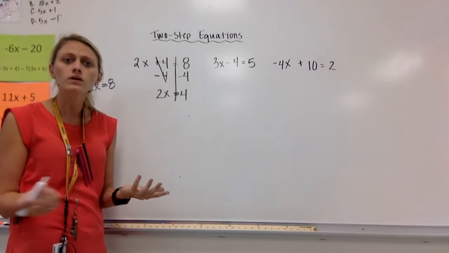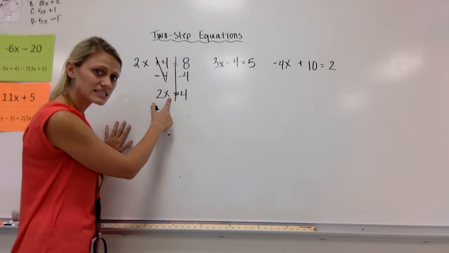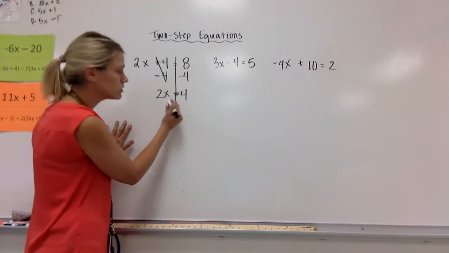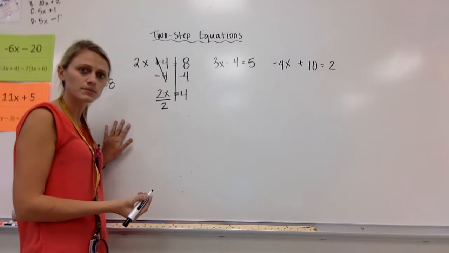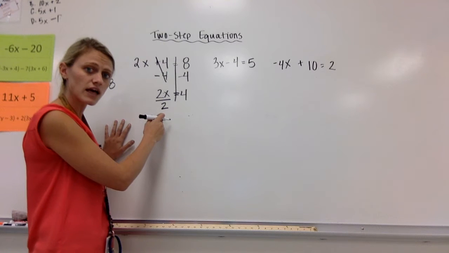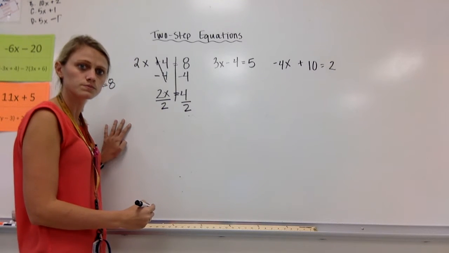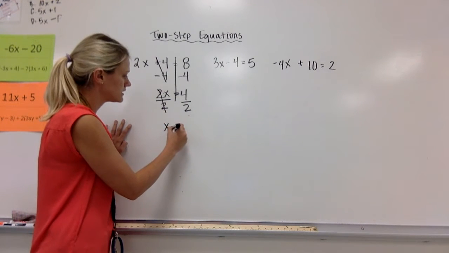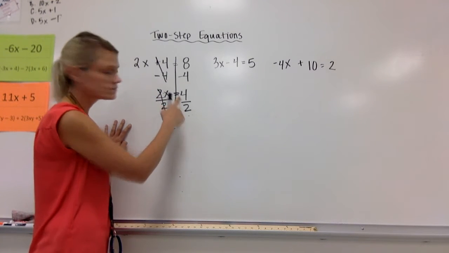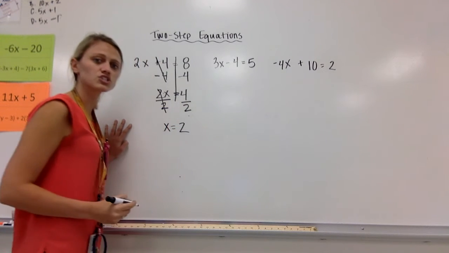This is similar to what we looked at in the first video, right? 2 is being multiplied by x. I've got to undo this multiplication by dividing by 2. I did it on the left side, you got to do it on the right. Divide by 2. My 2's cancel. X equals 4 divided by 2 is 2.